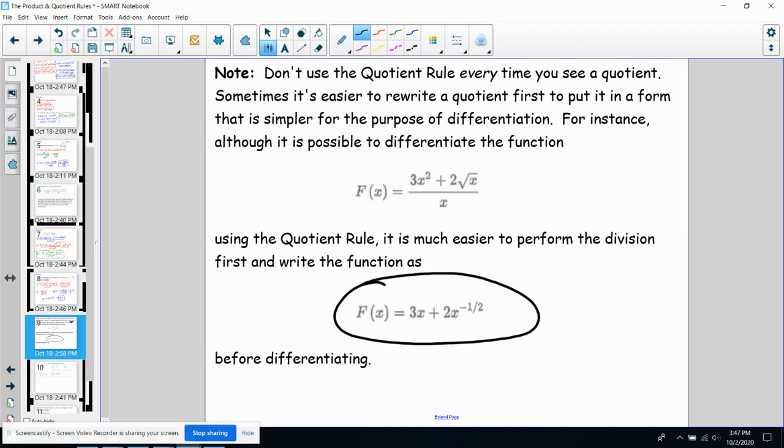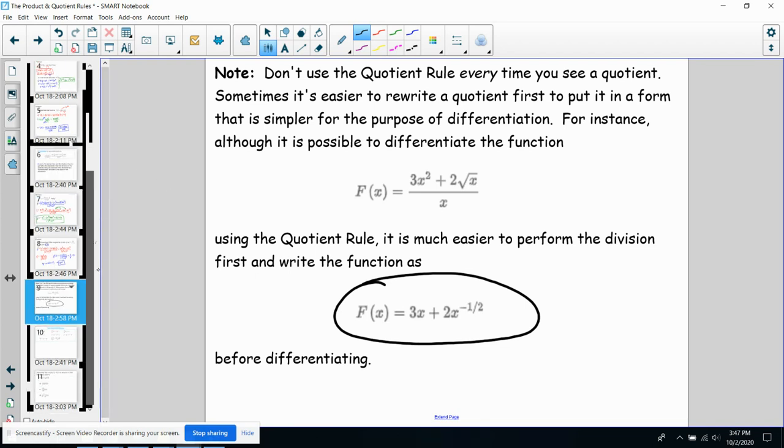So double check first when you see something, is it something that you can rewrite so you can use the power rule? If not, use the quotient rule. If you're not sure, you can use the quotient rule and just always use that when you see a quotient so you don't have to worry about it.